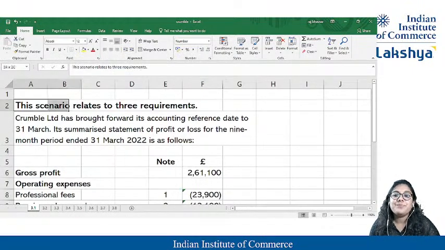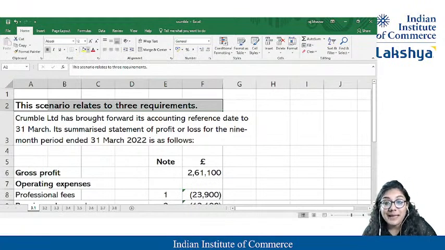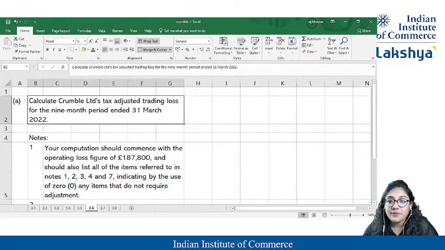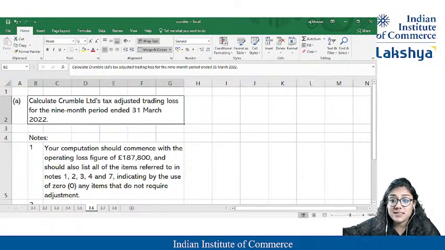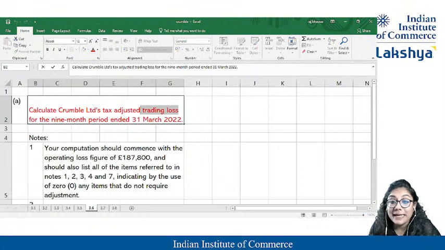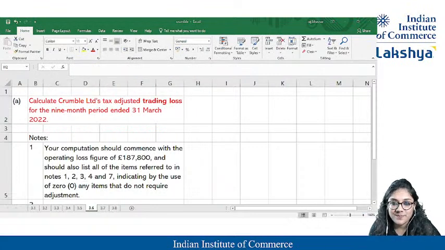Let's start. The scenario relates to 3 requirements. In this we are having 3 requirements. This is my first requirement: calculate the company's tax adjusted trading losses. Guys, students, it's trading losses. The first thing which should hit you is a trading loss.